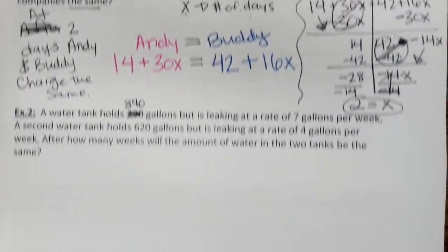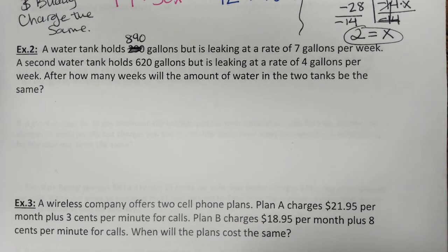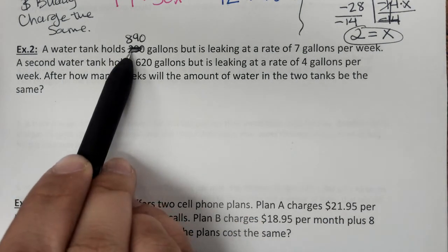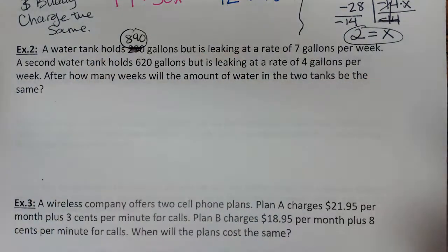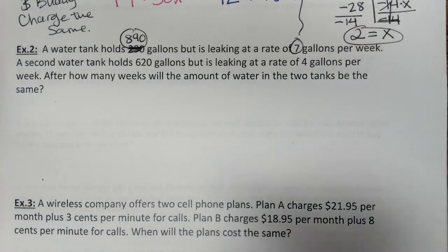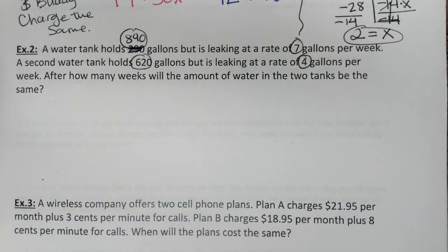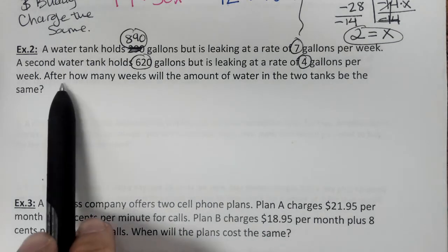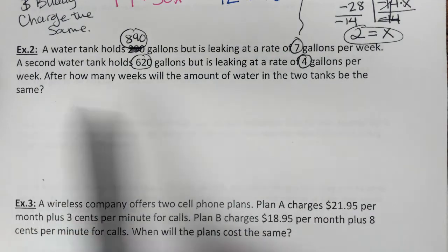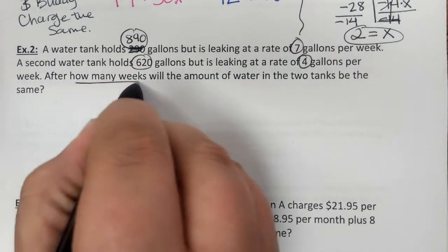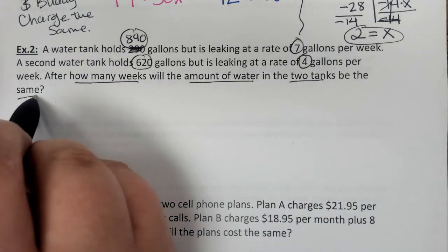Let's look at example number 2. So we will circle our important numbers. We changed 290 in our notes to 890. I had some trouble typing while I was working this out. Okay. And now we'll underline the question. After how many weeks will the amount of water in the 2 tanks be the same?